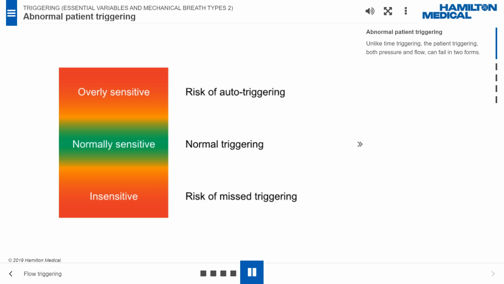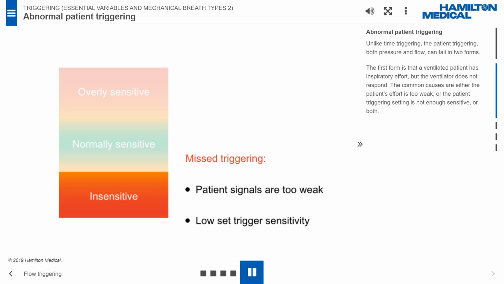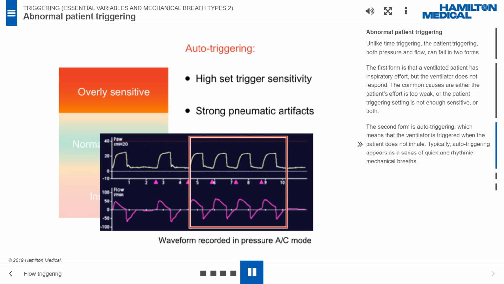Abnormal patient triggering. Unlike time triggering, the patient triggering, both pressure and flow, can fail in two forms. The first form is that a ventilated patient has inspiratory effort, but the ventilator does not respond. The common causes are either the patient's effort is too weak, or the patient triggering setting is not sensitive enough, or both. The second form is auto-triggering, which means that the ventilator is triggered when the patient does not inhale. Typically, auto-triggering appears as a series of quick and rhythmic mechanical breaths.